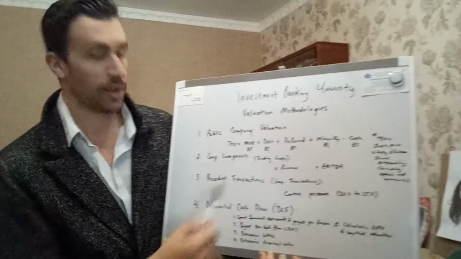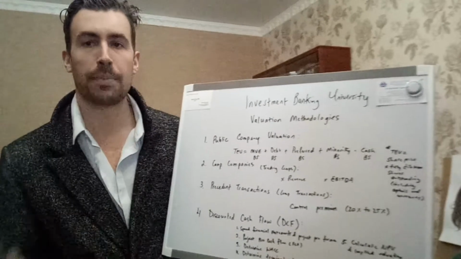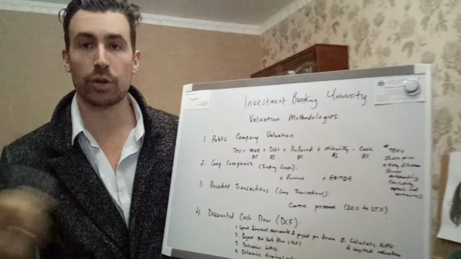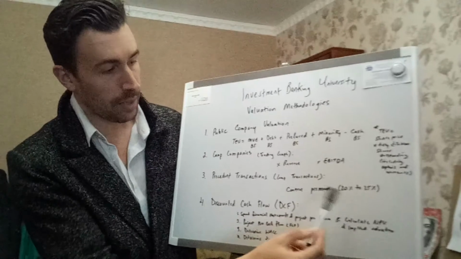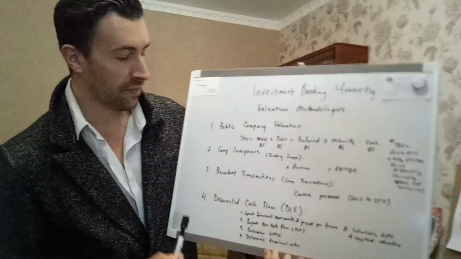Moving down to precedent transactions, we're talking about M&A transactions that have happened in the past in order to determine an implied valuation for a target company. We're going to be looking at control premiums, and those control premiums are typically in the 20% to 25%.